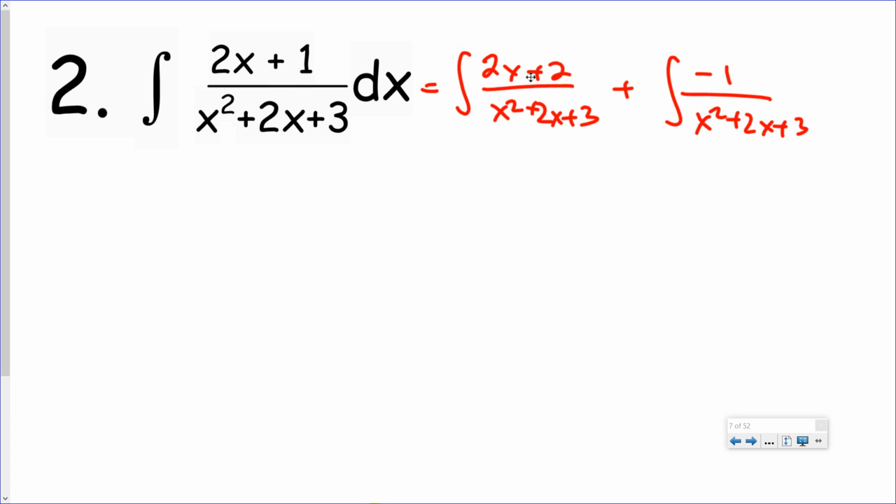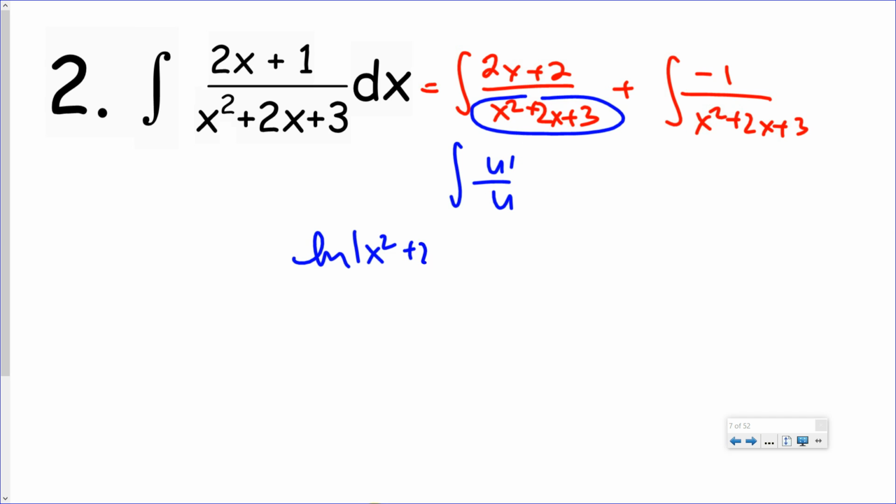So those are the two integrals that I'm going to work with. The nice thing about this first integral is that the derivative is sitting on top. What I have here is a u prime over u, if that makes any sense. If I have a derivative sitting on top, then this answer is just ln of u plus c. So I've already figured out the answer to this problem, and you could do a u substitution and figure out that this is ln of x squared plus 2x plus 3.